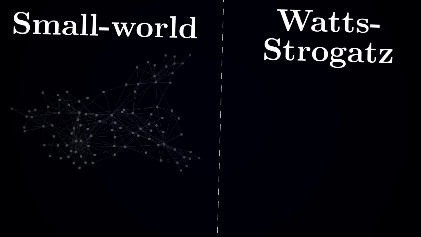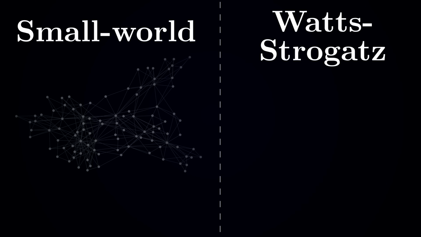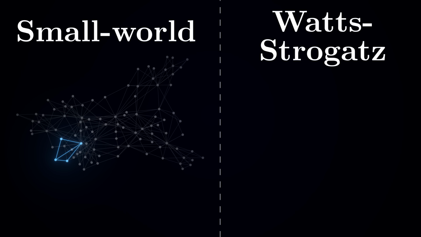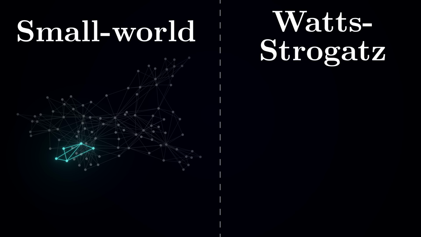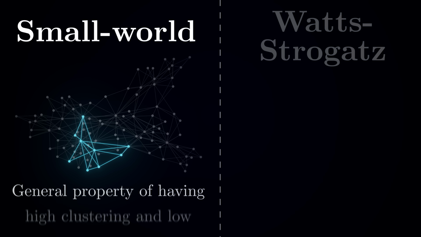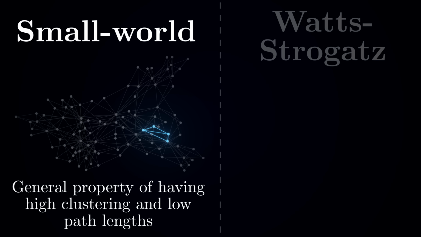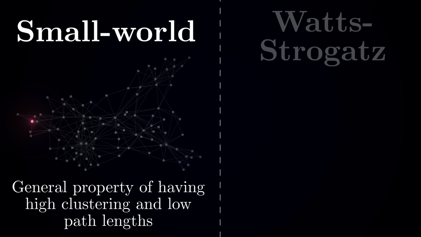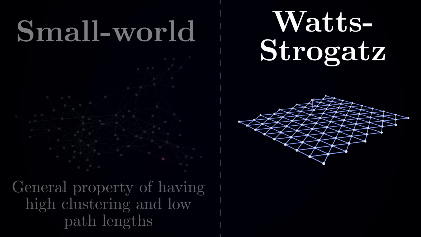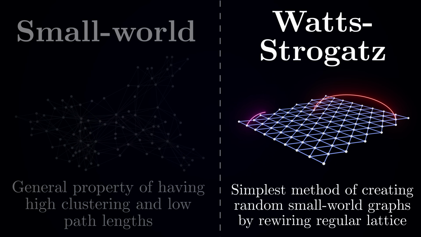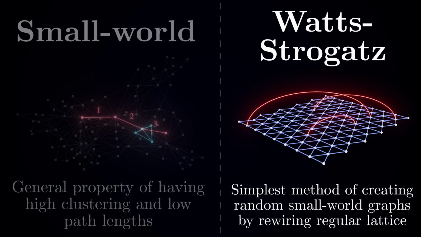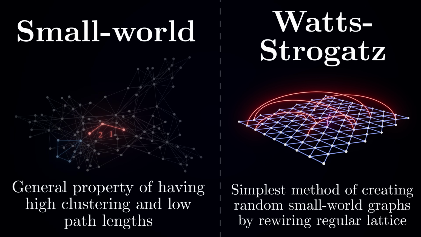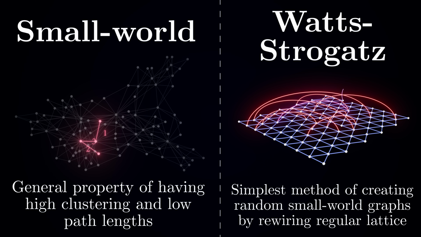Now, I'd like to clarify something important. Often people use small-world and Watts-Strogatz graphs almost interchangeably. However, this is not quite accurate. Small-worldness is a general property of having simultaneously high clustering coefficient and short path lengths, while the Watts-Strogatz model is a specific simple method for creating random graphs with such small-world properties. But not all small-world networks, including the brain, can be described using this simple model.